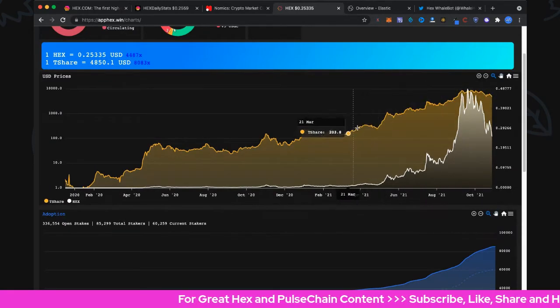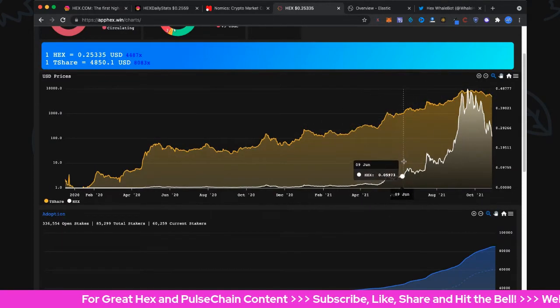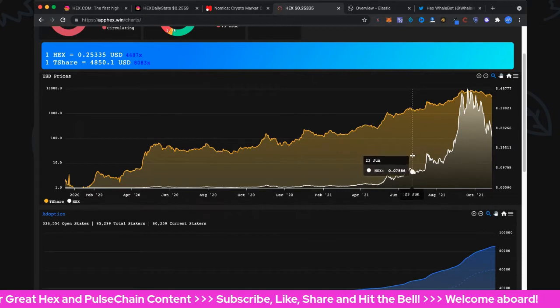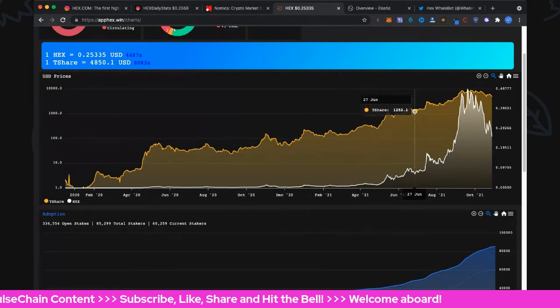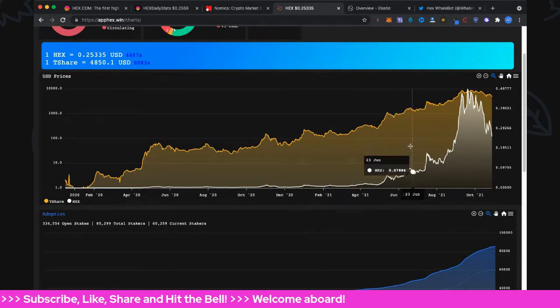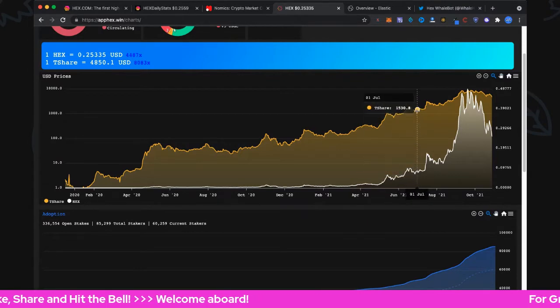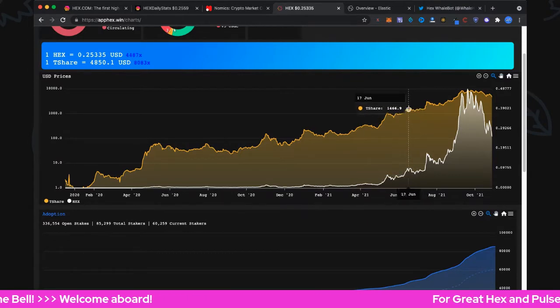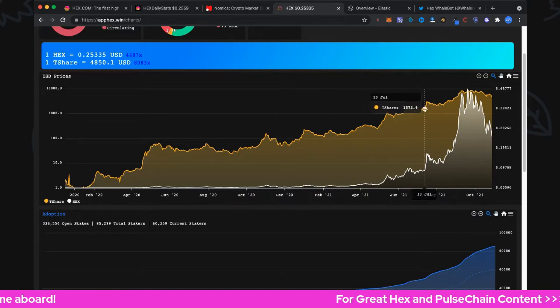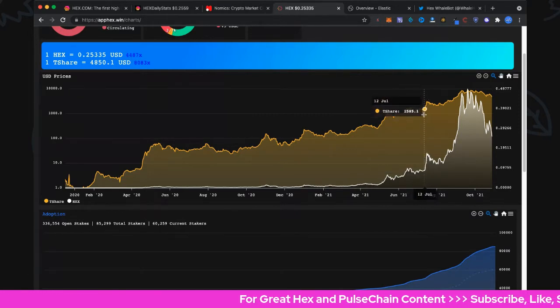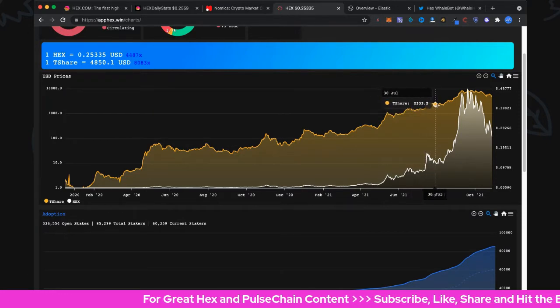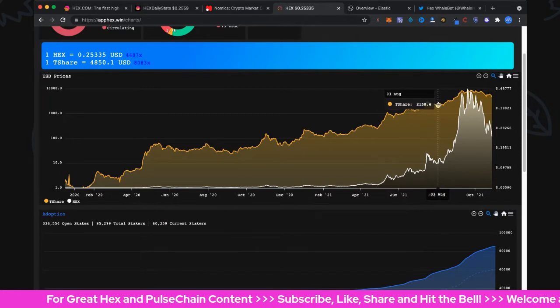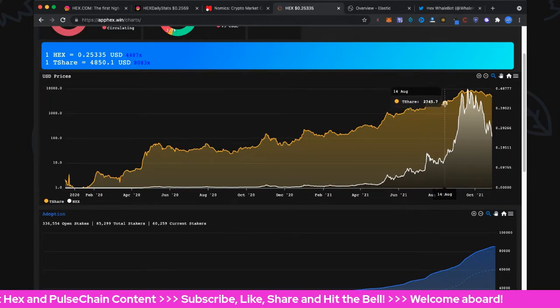Every time we have a parabolic move in the price, you can see that here. When the price moves down, you can see that the T-share price moves down. Remember, the share price always moves up, but the share rate always goes back down with the price. So you can go back here on our last parabolic rise, you can see it went up and then it starts pulling back. But the HEX price is only one component of it, a big one, of course.